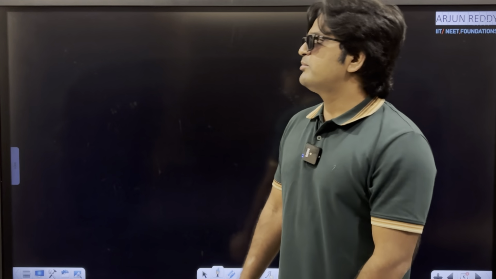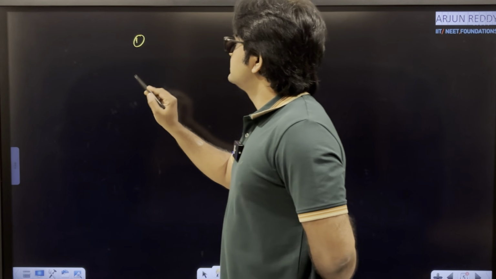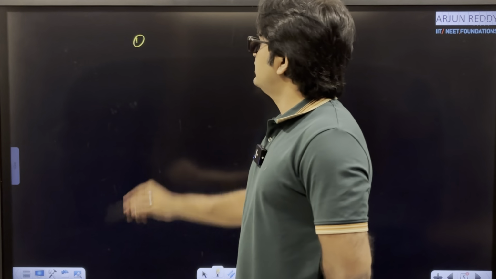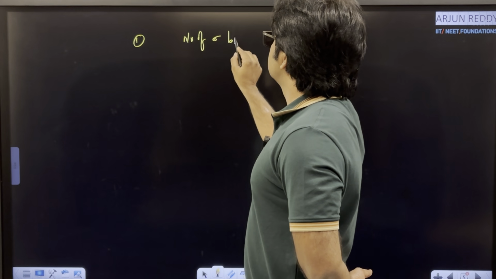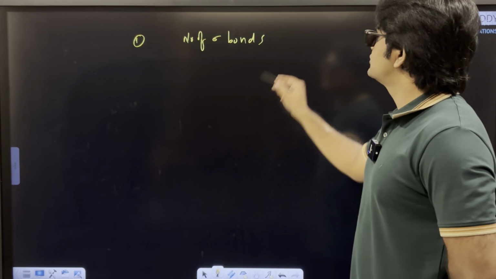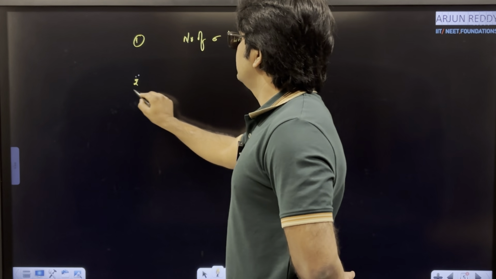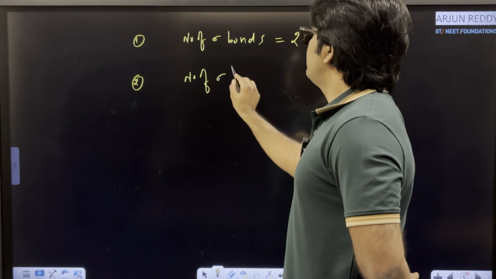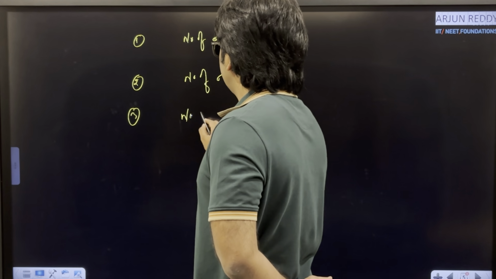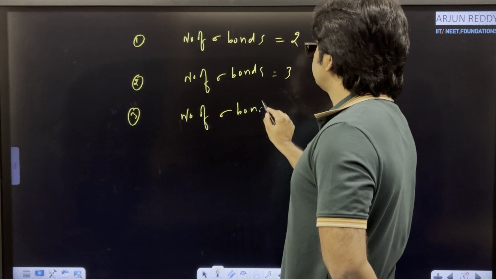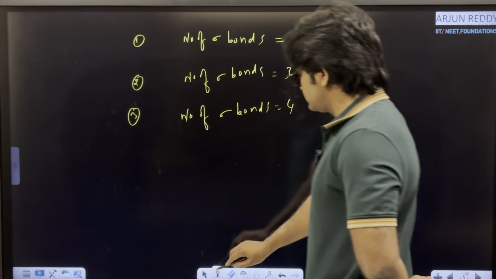So if you want to write these hybridizations, remember this point. First case, for example, only 1 sigma bond is present, or you write like this: number of sigma bonds equals 2, for example. Second case, if number of sigma bonds equals 3. Third case, if number of sigma bonds equals 4.